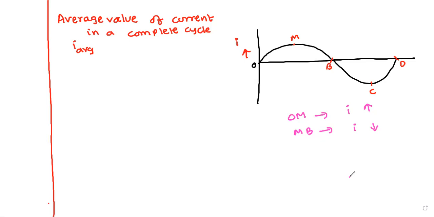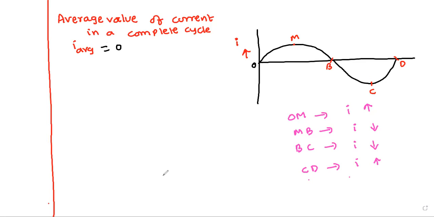Similarly, B to C, current decreases, and C to D, current increases. So total current will be 0. So, average value of current in a complete cycle will be 0.